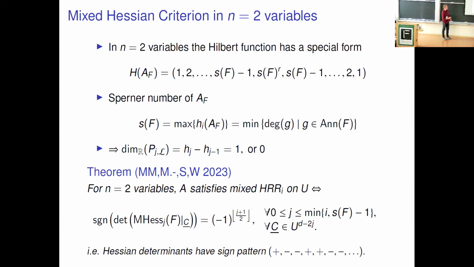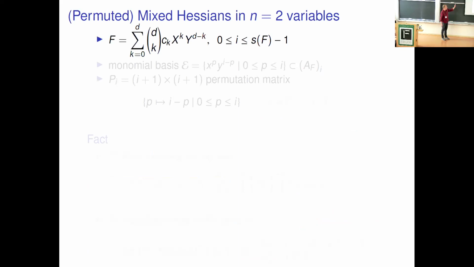Okay, now I'm going to bombard you with details here, but let me say that we can get quite explicit with these mixed Hessians in two variables. So suppose I have a polynomial written in its normal form like this, and let me fix an I less than the Sperner number, because that's all I really need to check. I don't need to go above the Sperner number. Since I is less than the Sperner number, the monomial basis is a perfectly good basis for my ring in degree I.